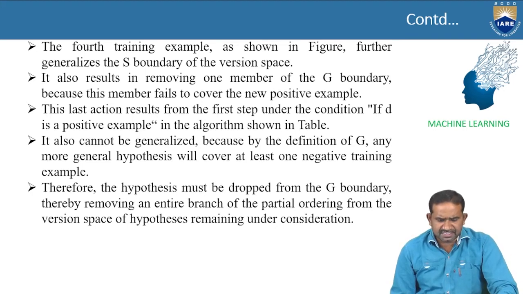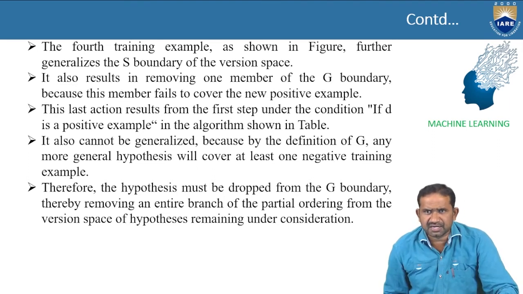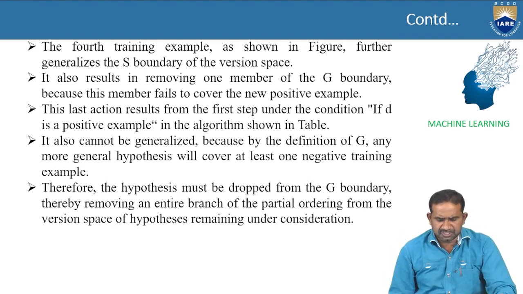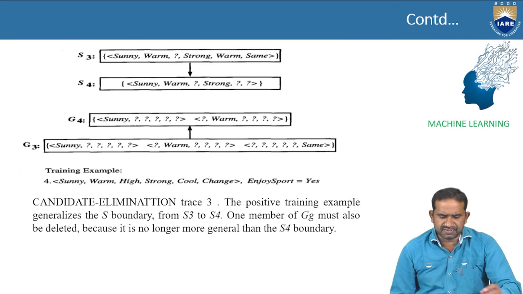The last action results from the first step, under the condition that D is a positive example, in the algorithm shown in the table. It also cannot be generalized, because by the definition of G, any more generalized hypothesis will cover at least one negative training example. Therefore the hypothesis must be dropped from the G boundary, thereby removing an entire branch of the partial ordering from the version space of hypotheses remaining under consideration. Yes, we can check it.